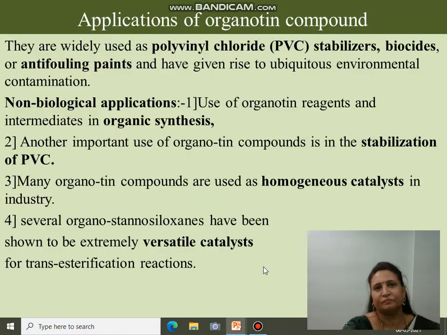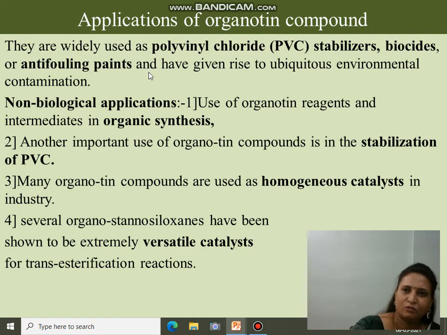Now let's see the application of organotin compounds. They are widely used as polyvinyl chloride, that is PVC, stabilizers, biocides, anti-fouling paints. So these have some applications but they increase environmental contamination.